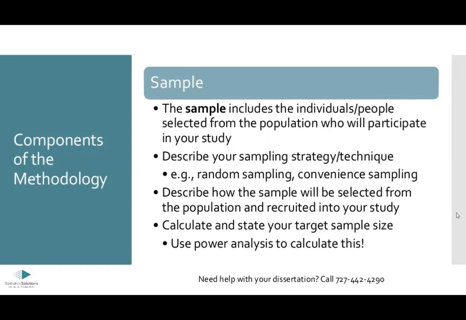And you'll also want to talk about your sampling strategy or your technique. So again, that sampling strategy should really be in line with the purpose and the research questions and what makes the most sense or what's most appropriate and defendable. So random sampling is the gold standard, but it may not make sense for your study. And I'll give an example of what that might look like.